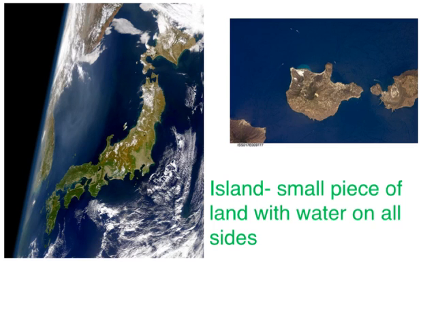Now we have islands. Islands are small pieces of land with water on all sides. They're completely surrounded by water. So some examples of islands could be the Hawaiian Islands. These right here are close-up pictures from space again of the Hawaiian Islands. Or Japan. Japan is actually made up of 3 big islands and then many smaller islands around it. So they are pieces of land with water all around them.